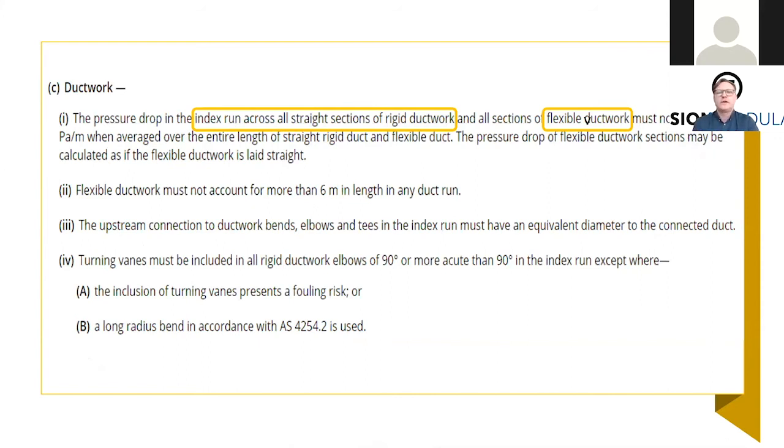For ductwork, and this is where it links into the requirements for fan efficiency. For ductwork, the index run across all sections of the straight rigid duct must not exceed 1 Pascal per metre to meet code. So that will affect the calculations, which I'm going to go through.